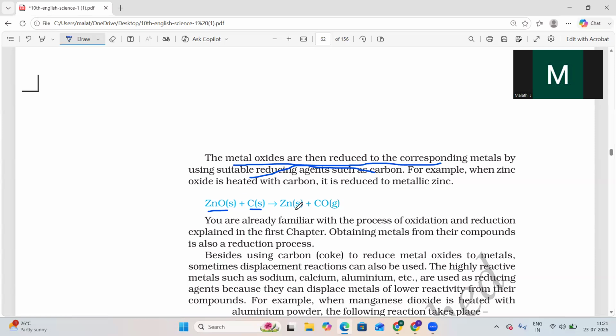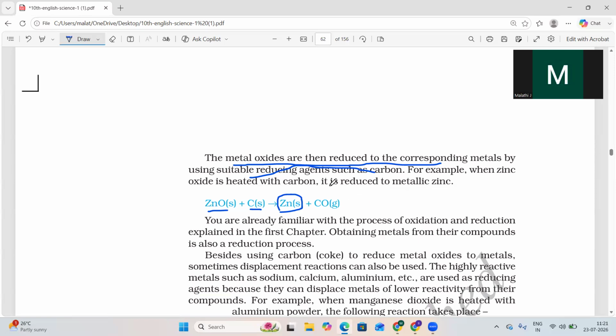Then we are getting a zinc. To get the pure form of zinc, again we have to do the refining process. We already know oxidation and reduction from the first chapter: removal of oxygen by using reducing agents. That we have to do here. Why should we use reducing agents? One question they may ask.